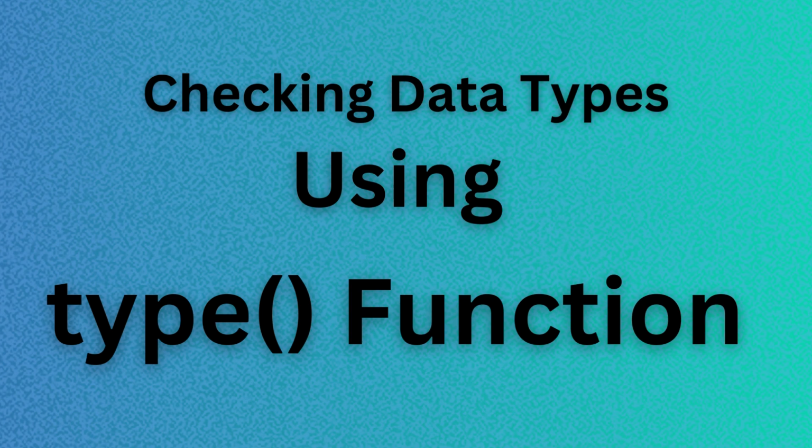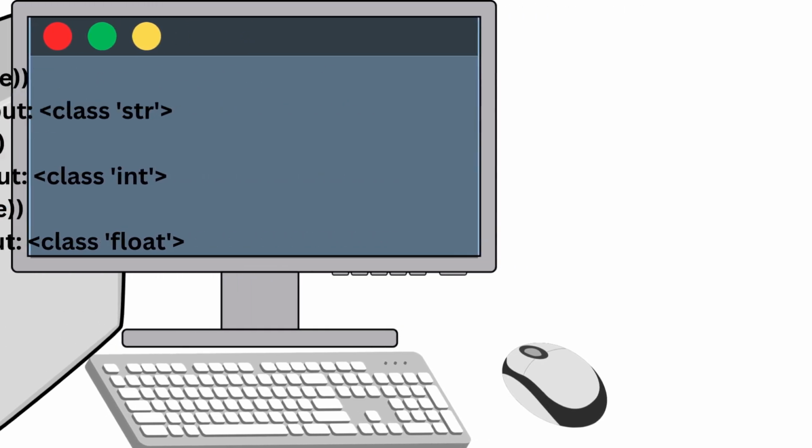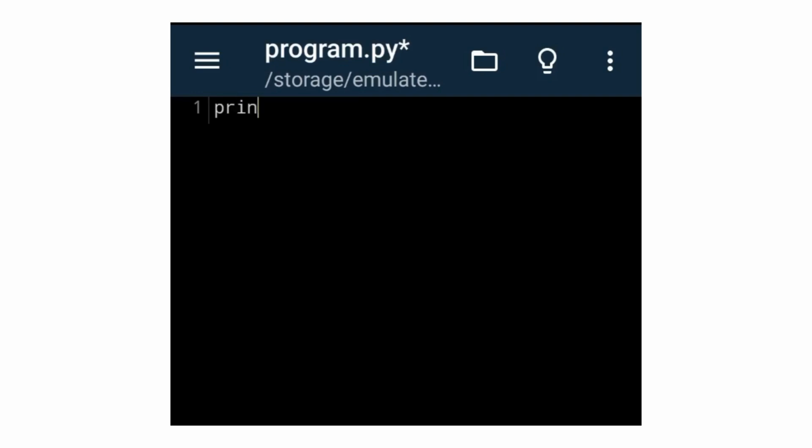In Python, you can check a variable's type using the type function. This is helpful when you want to know what kind of data you're working with, especially when debugging. Let's see how it works. Using type, we can confirm the type of data stored in our variables, making our code more reliable and easier to understand. Let's see this practically.